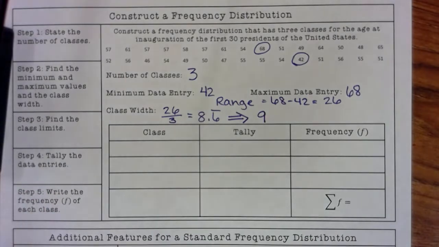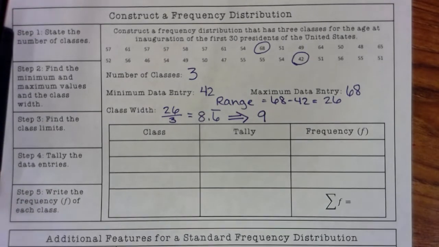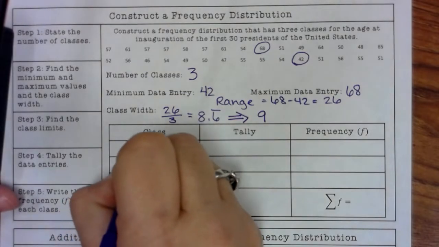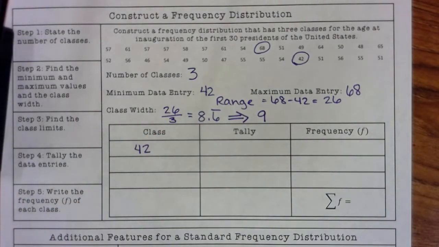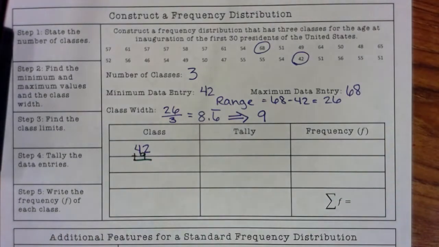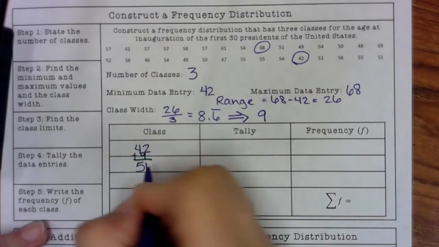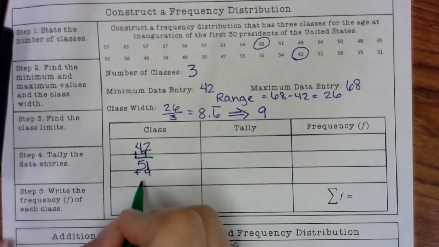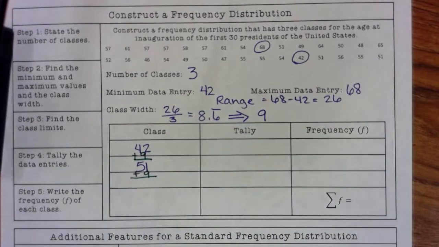And that gives us how many numbers are going to be inside each one of our classes. So we're going to start with 42. We're going to add 9 to get to our next class start. So we don't actually normally write this, but I'm showing it to you. So we're going to take 42 plus 9, and that gives us 51 for our next. We're going to do the same thing again, add 9 more, and that will give us 60.